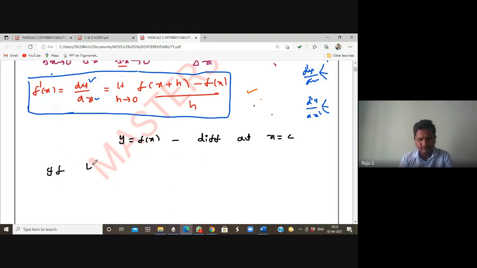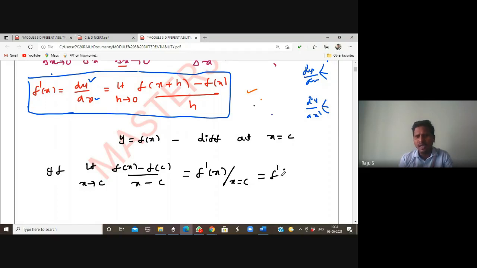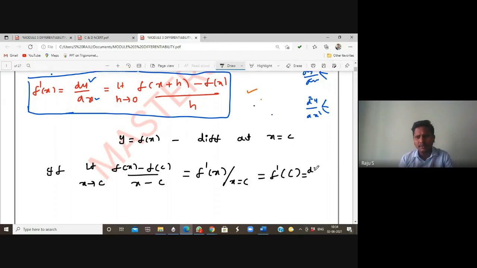If the limit as x tends to c of (f of x minus f of c) by (x minus c) exists, this limit must be existent, then this limit value is denoted by f dash of x at x is equal to c, which can also be written as f dash of c. This is the derivative of f of x, or it can also be written as dy by dx at x is equal to c.